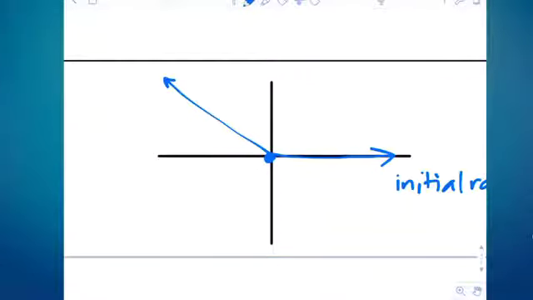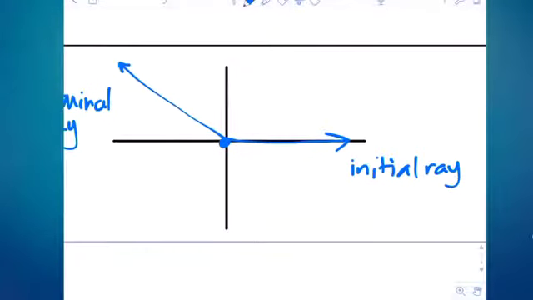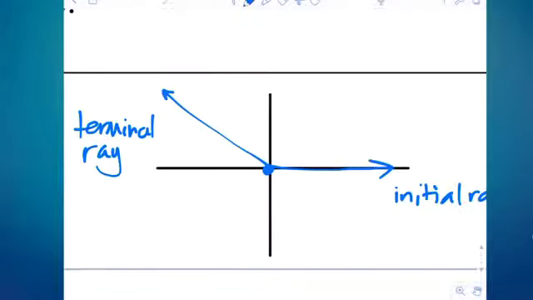This would be what we call the terminal ray. And terminal means what? End, right? So we have a starting ray and an ending ray. We call them initial and terminal. And the angle is the measure between them. And we usually label that with a letter, like theta. This would be, of course, the positive or negative direction.